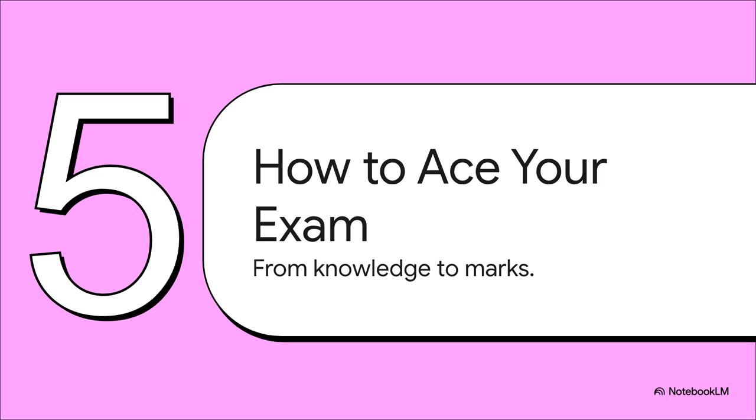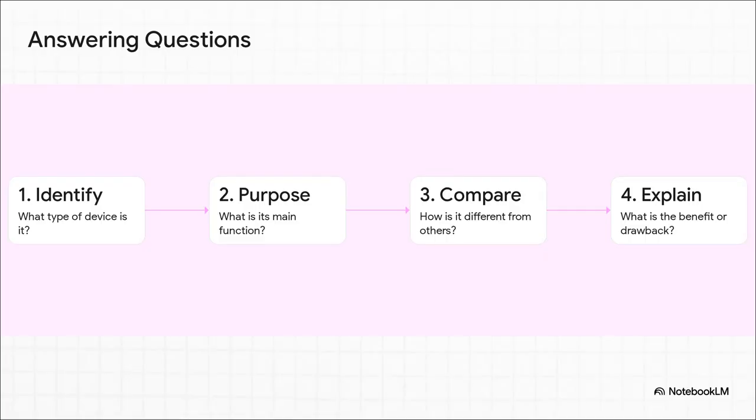Okay, so we've looked at the different devices, their features, and this big idea of convergence. But the real question is, how do you take all this information and actually turn it into exam marks? Well, I've got a simple 4-step strategy for you. When you get a question, first, identify the device they're asking about. Second, think about its main purpose or a key feature. Third, compare it to something else in your head. And last, step 4, explain why that difference is a good thing or a bad thing. See? This isn't about just listing facts. It's about showing the examiner you can actually think about the technology.